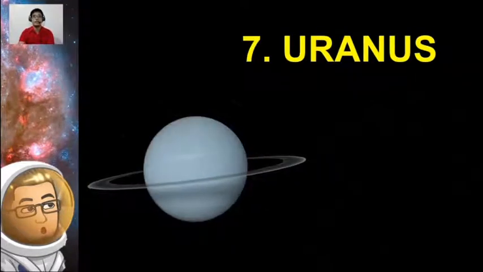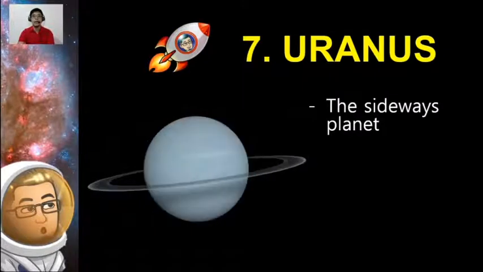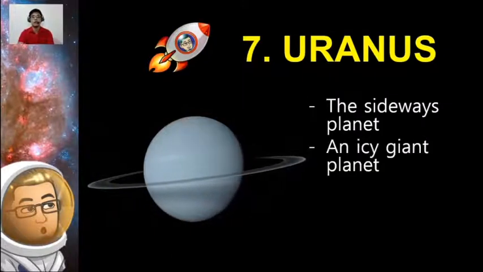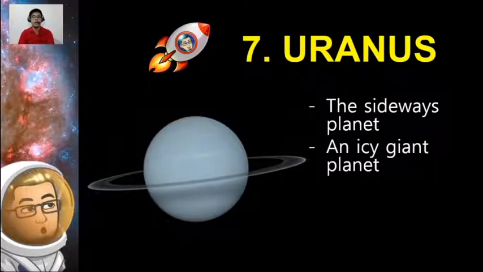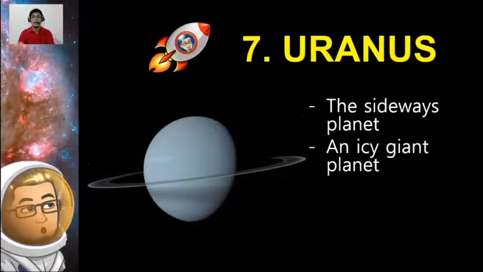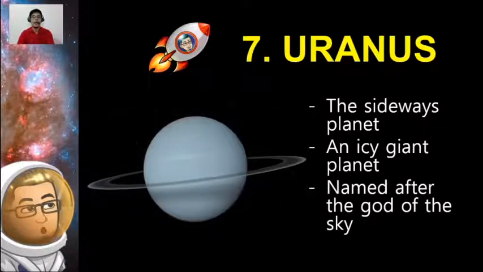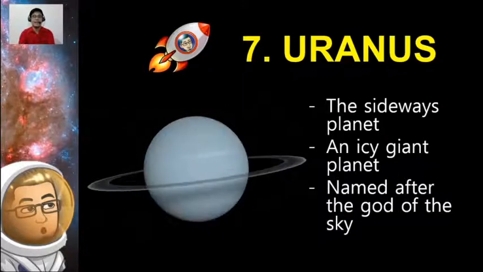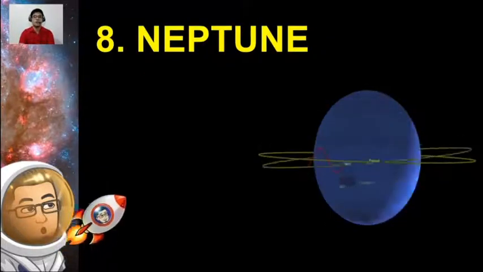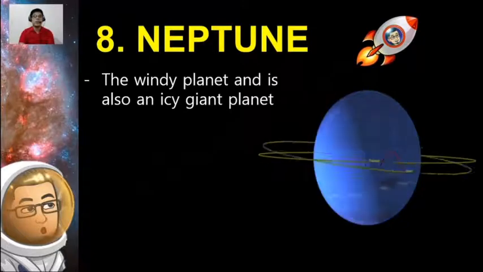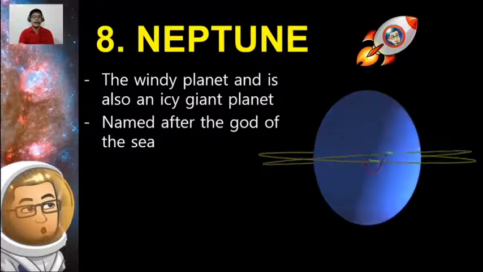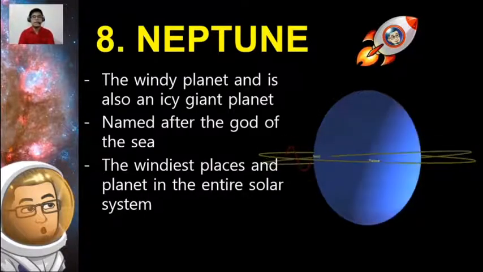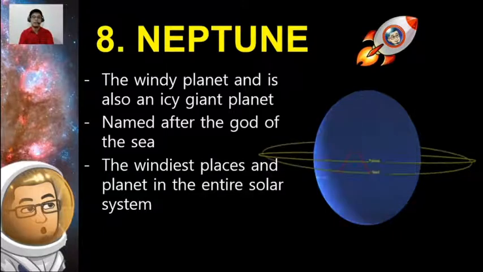Next, let's have Uranus. Uranus is also known as a sideway planet because of its orientation. It is also under the category icy giant planet of the Jovian planets, and it is named after the god of the sky. So that is Uranus. And last planet, we have Neptune. Neptune is the windy planet and is also an icy giant planet and named after the god of the sea. And this Neptune is actually the windiest place and planet in the entire solar system.